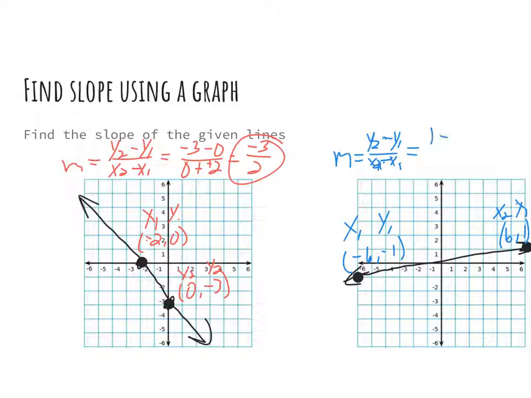So I get 1 minus a negative 1 over 6 minus a negative 6. In both of them, turns into adding positives. So I get 2 over 12, which simplifies down to a slope of 1/6.